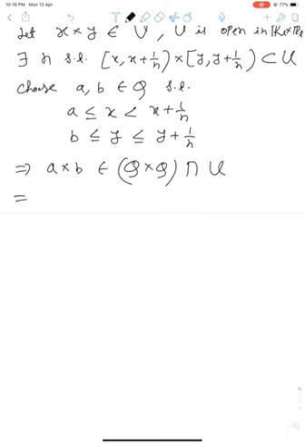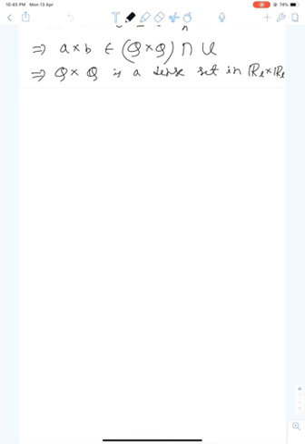So that implies that Q cross Q is a dense set in RL cross RL. So RL cross RL has a countable dense set. Now we are ready to prove the main part, but I want to recall another one.